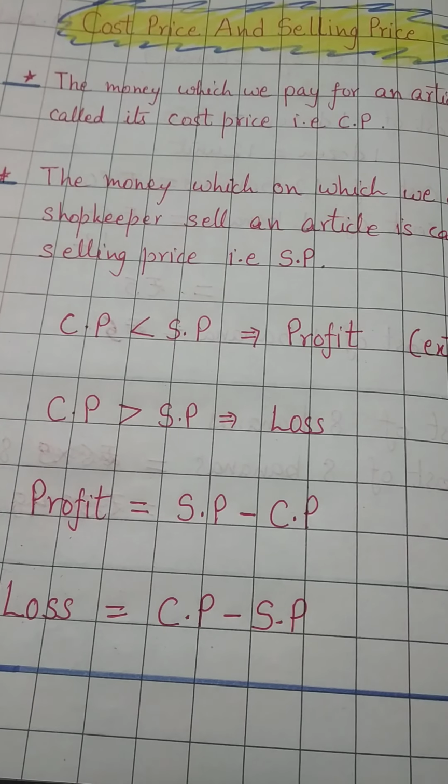After this, selling price. Selling means the price at which a particular shopkeeper or anybody sells the article, so that is selling price, right? So think in your mind and then read the sentence.